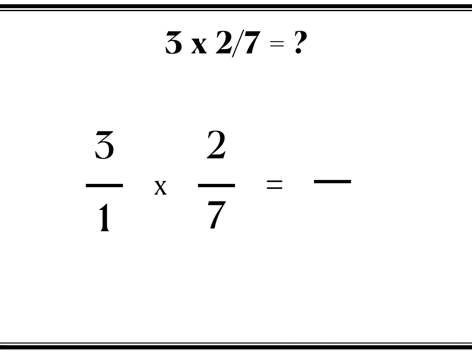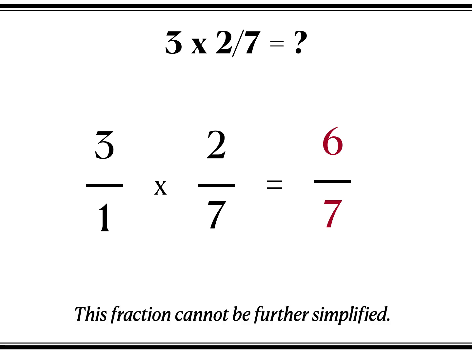So if we were doing 3 times 2/7, you would write it out as 3 over 1 times 2 over 7. And we just do the same process we've been doing. Go straight across. 3 times 2 equals 6. 1 times 7 equals 7. We get 6/7. Can that be simplified? Nope.